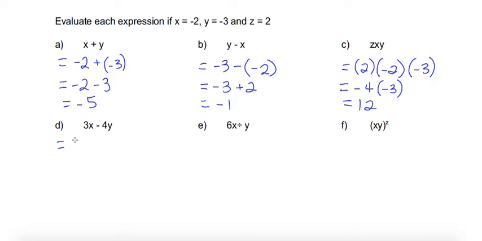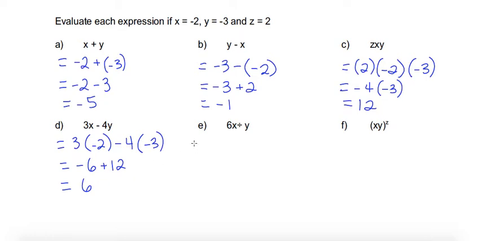For part D, I have 3x minus 4y. 3 times x, which is negative 2, take away 4, times y, which is negative 3. I really want to pay attention and look at BEDMAS, so I have to do my multiplications first before I can do my subtraction or my addition. So 3 times negative 2 is negative 6. Negative 4 times negative 3 is positive 12. So I can do both of my multiplications in one step. And lastly, I want to take negative 6 plus 12, which gives me positive 6.